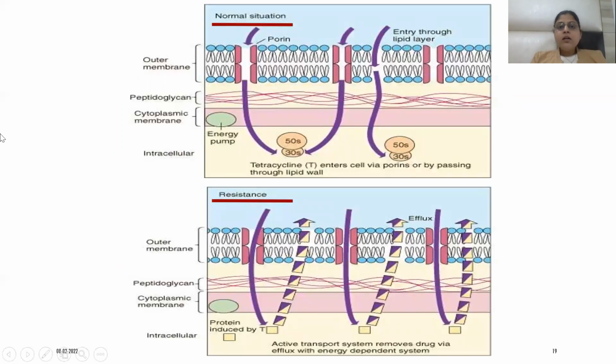This is the normal situation: the drug enters through the porins, attaches to the 30S ribosome, and inhibits the aminoacyl tRNA from attaching to the 30S ribosome of the mRNA. And this is the resistance: an active transport system removes the drug by efflux with an energy-dependent system. This is how tetracyclines get effluxed, and there is no killing of the bacteria, so resistance develops.